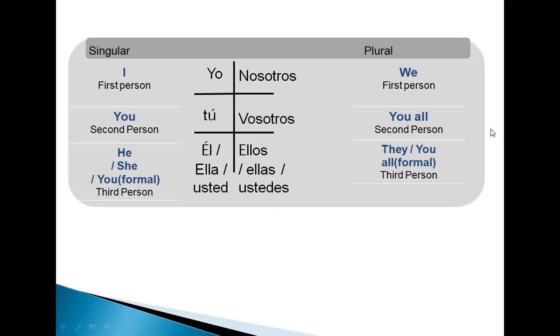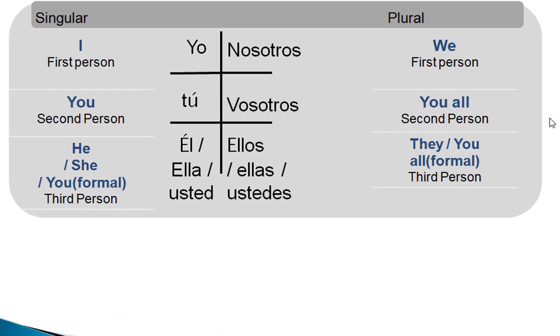Today we'll be talking about one of the most defining building blocks of the language, the verb ser. But before going on to the verb, let's first see how the different personal pronouns are called in Spanish. In English we have personal pronouns I, you, he, she, we, you all, they. Similarly, we have them in Spanish as well. They are divided into two categories, singular and plural. So we have first person, second person, third person, both in singular and plural form.